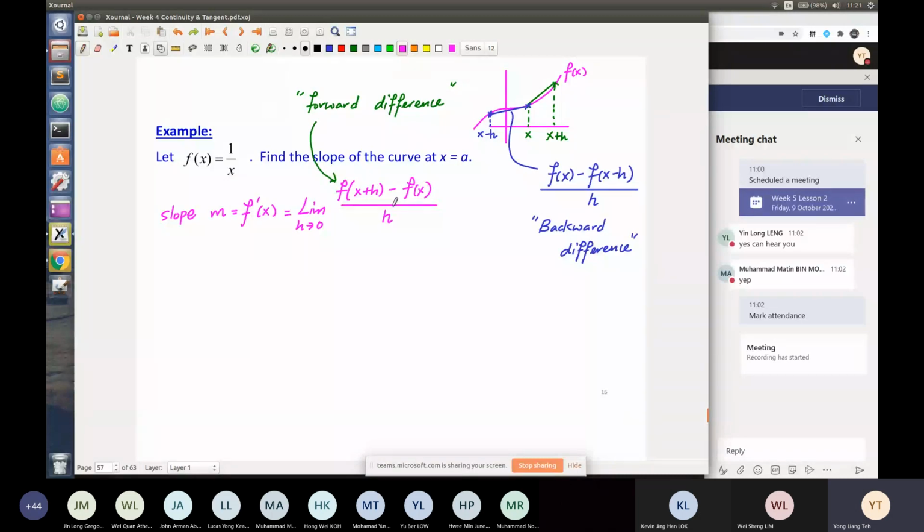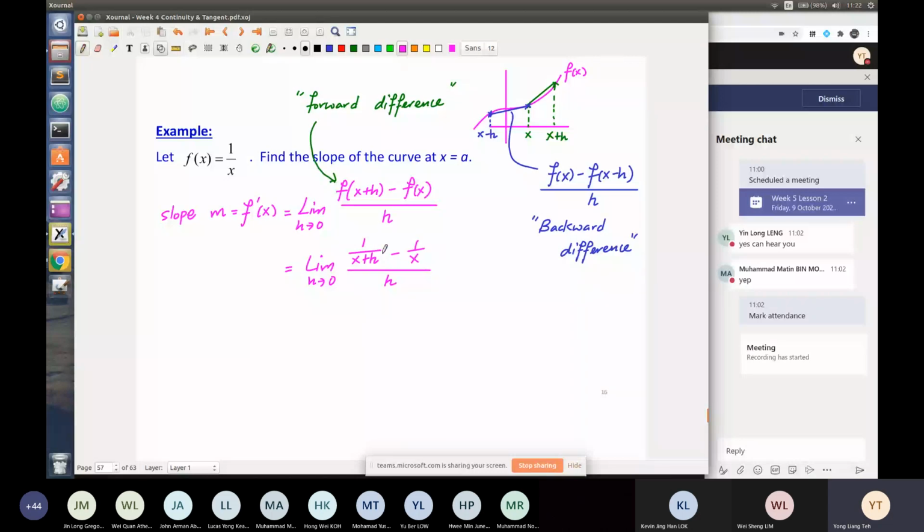So coming back to evaluate this guy, we just substitute the function, which is 1 over x. So this is really giving me 1 over x plus h. When this is x plus h, you must just replace x by x plus h, because this is x. Whatever the input is, just plug it in. So minus 1 over x, then over h.